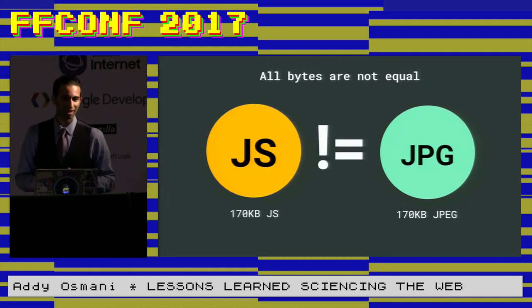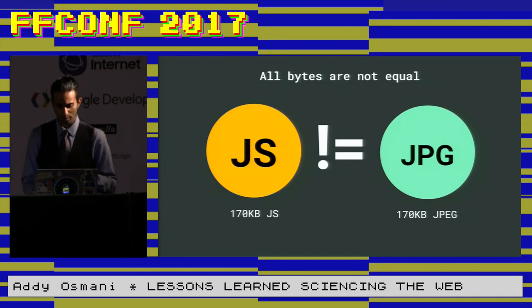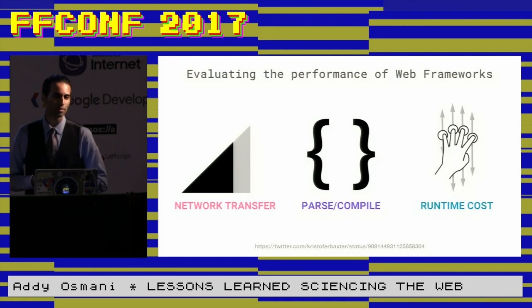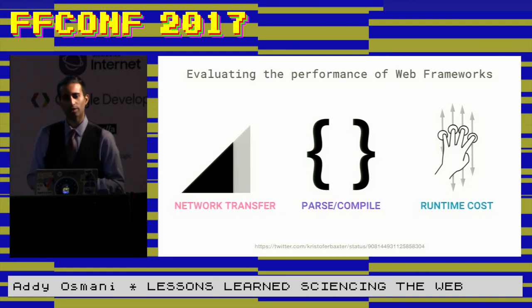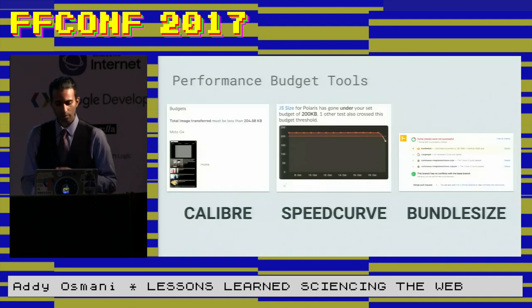Also useful to be aware that bytes are not equal. Just saying that, you know, I'm going to include one less JPEG is usually not enough, because it's not just about the network fetching cost of these things. Byte for byte, JavaScript is probably the most expensive resource a browser has to fetch, so just be aware of that. When you're evaluating web libraries, just be aware of their network transfer costs, their parse and compile costs, their runtime costs.